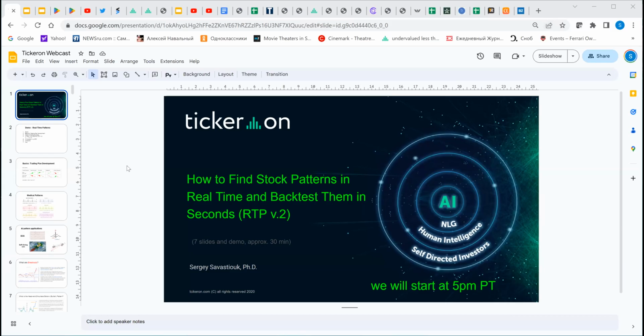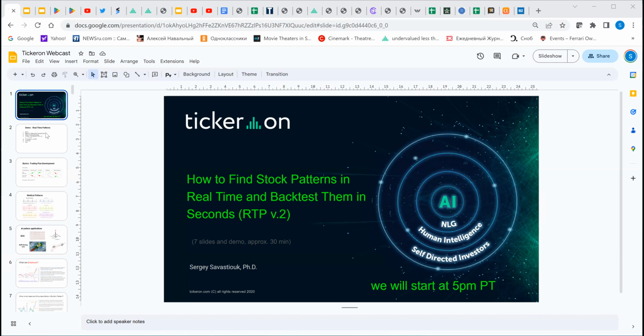Okay, my name is Sergey Savastyuk, and I am going to talk today about how to find stock patterns in real time. And by the way, how to backtest them in seconds. And in fact, I'm going to be talking about our module RTP version 2. It's Real-Time Patterns version 2.